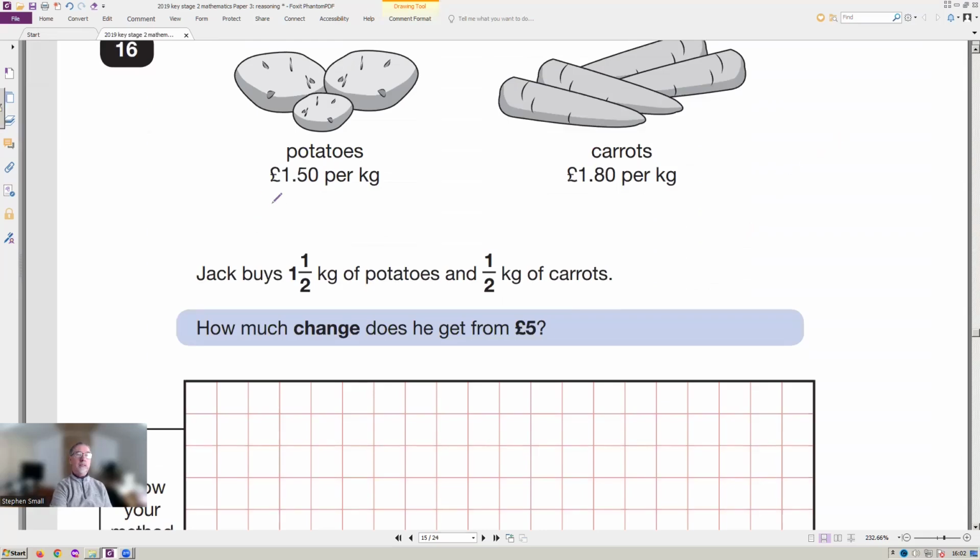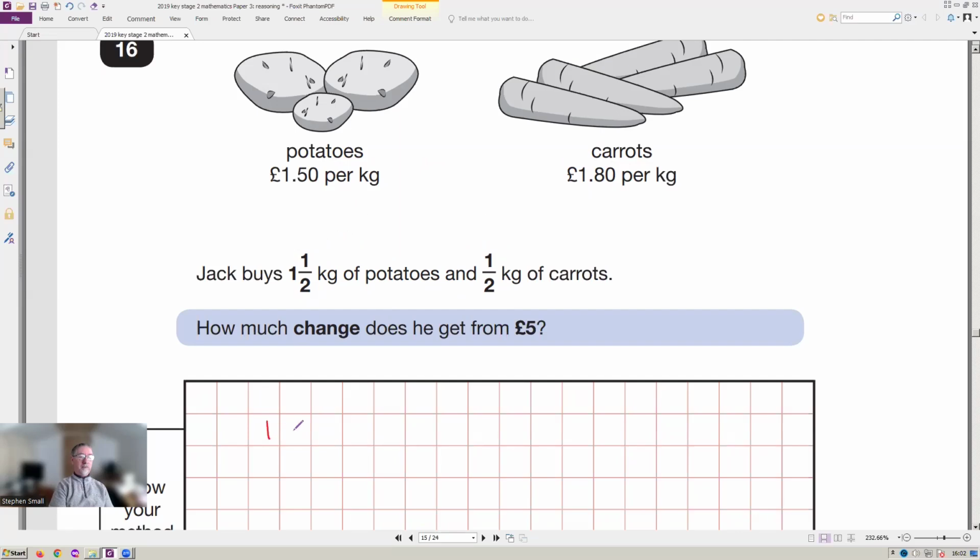We've got some potatoes and carrots. Potatoes cost £1.50 per kilogram. Carrots are £1.80 per kilogram. Jack buys 1.5 kilograms of potatoes and half a kilogram of carrots. How much change does he get from £5? Well, we need to add up our total. If we've gone to the till with our potatoes and carrots and we've handed over our money, what money will we get back?